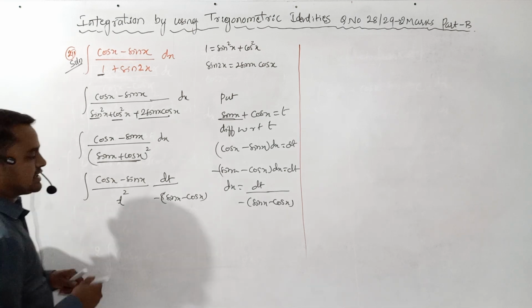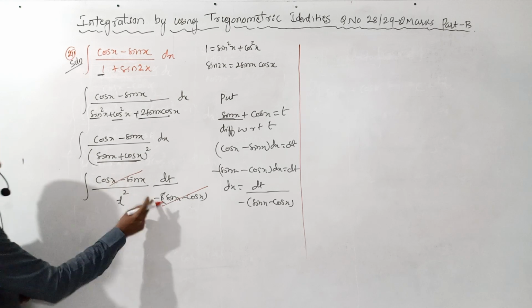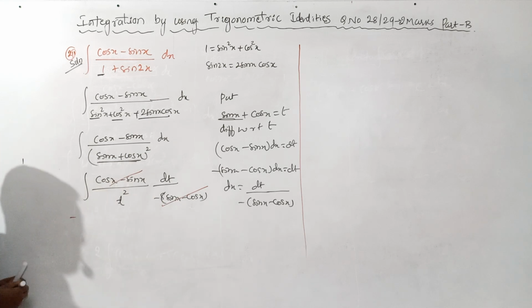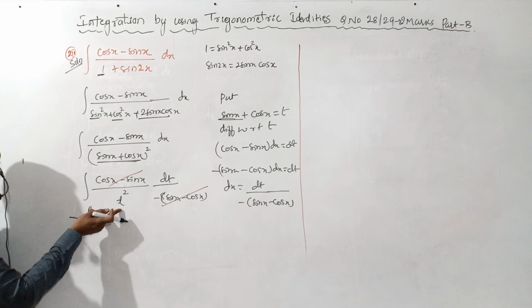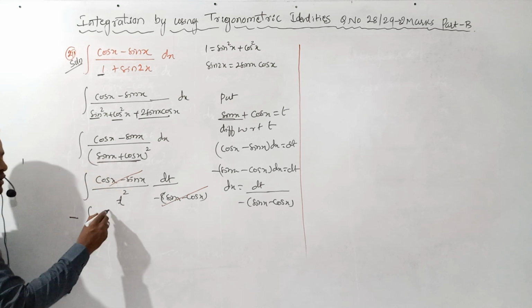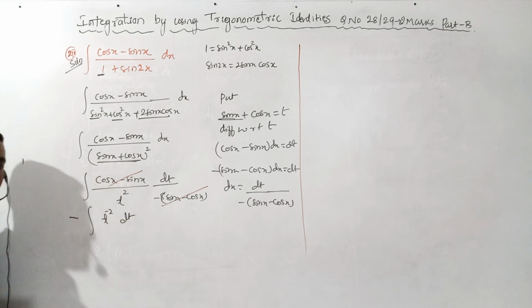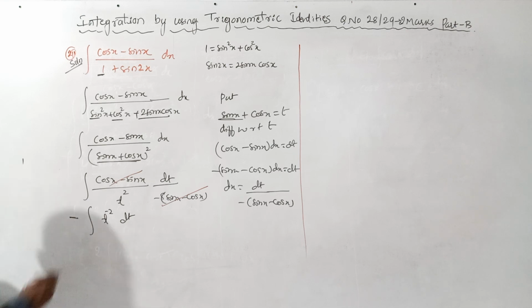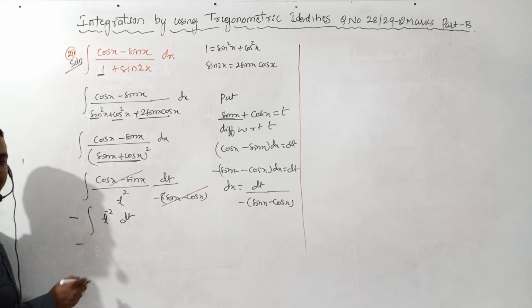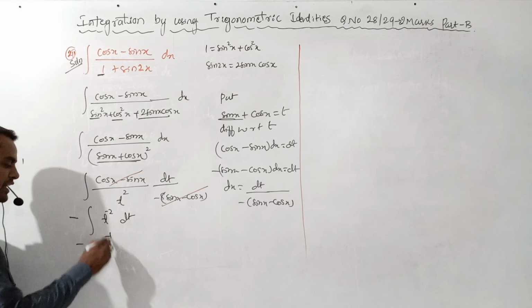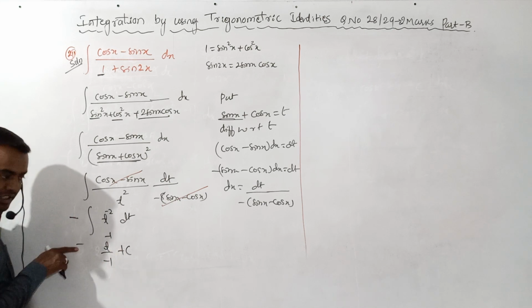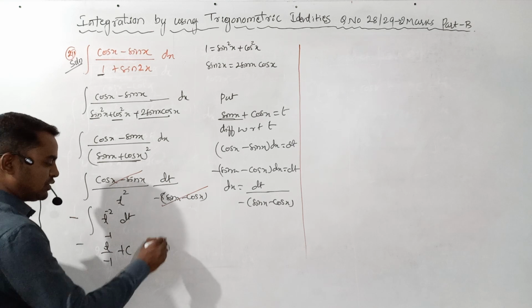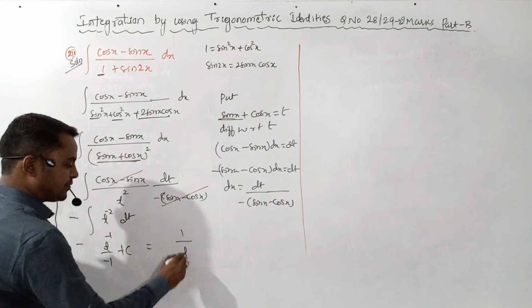So this term gets cancelled. Take this minus sign outside. Minus sign is outside. Now take t to the numerator. That is t raised to minus 2 dt. Then minus integration of t raised to minus 2 is t raised to minus 1 divided by minus 1 plus c. Then this minus into minus is plus. That is equal to 1 by t plus c.